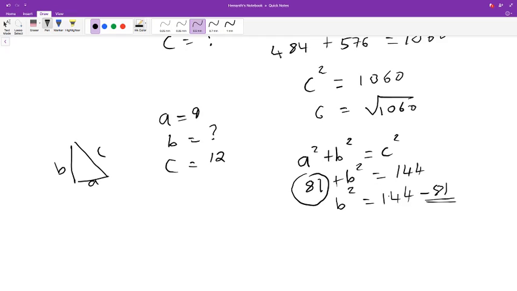Okay, so we just subtract that. Give me a second. Okay, so that equals 63. So B squared equals 63. And B equals the square root of 63. That wasn't too hard, was it?